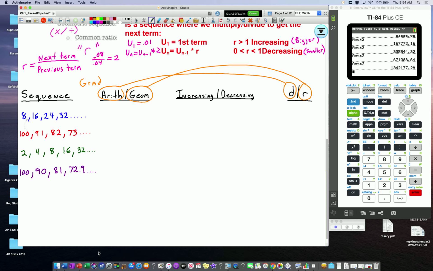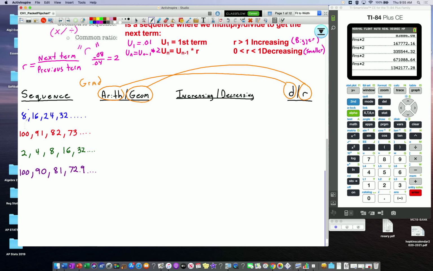All right, so let's take a look at the first one. When I look at this, I try to see, am I adding the same value to get the next number? And if I'm not adding or subtracting, then I know it's got to be geometric, and I'll use this handy-dandy formula to figure out the pattern.